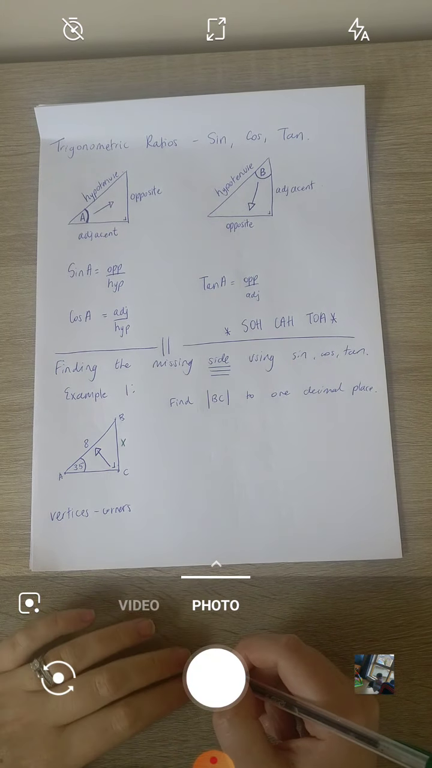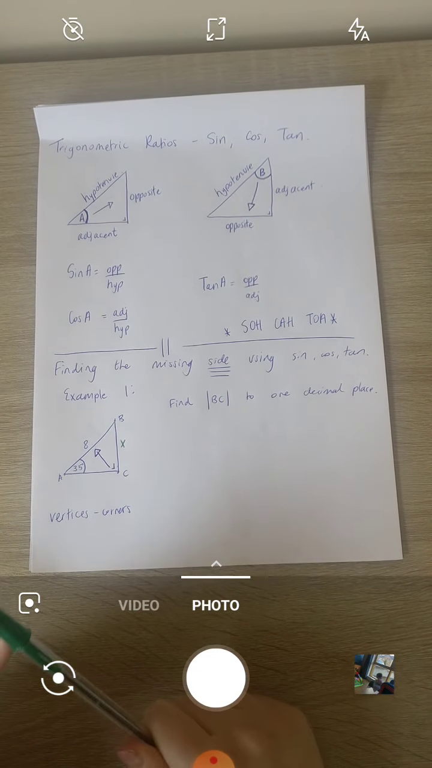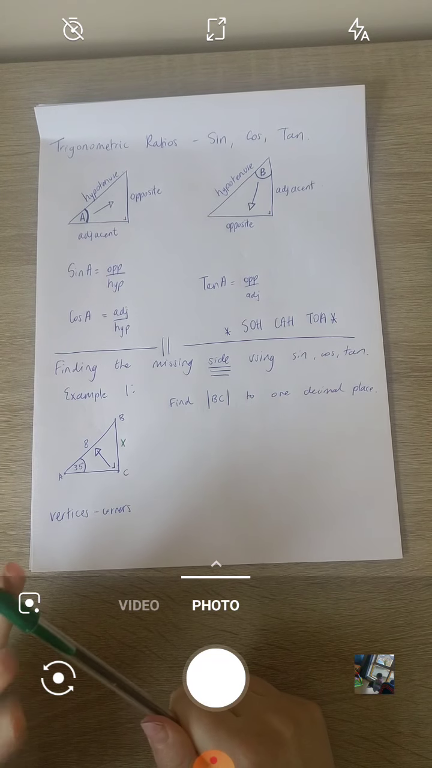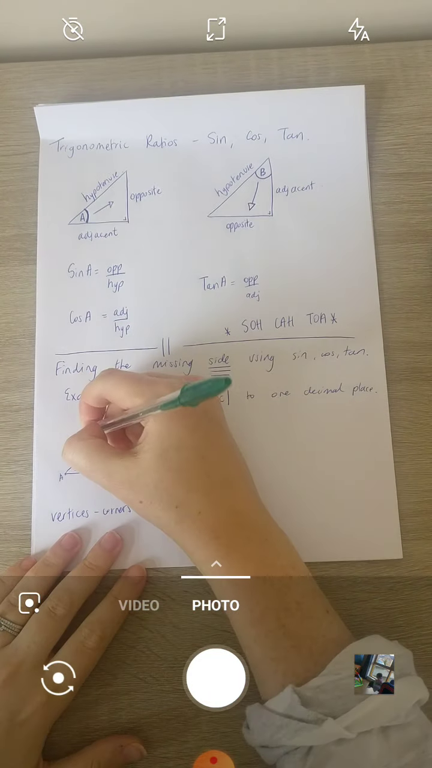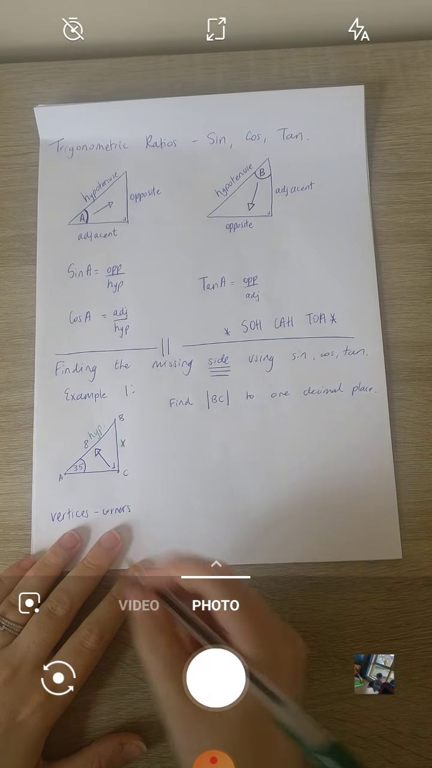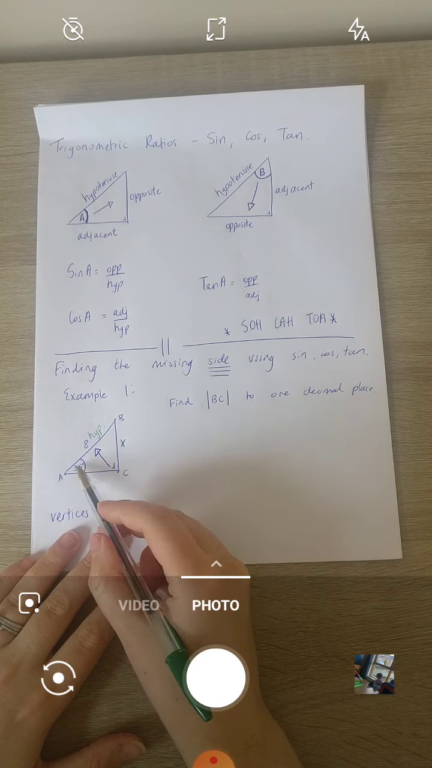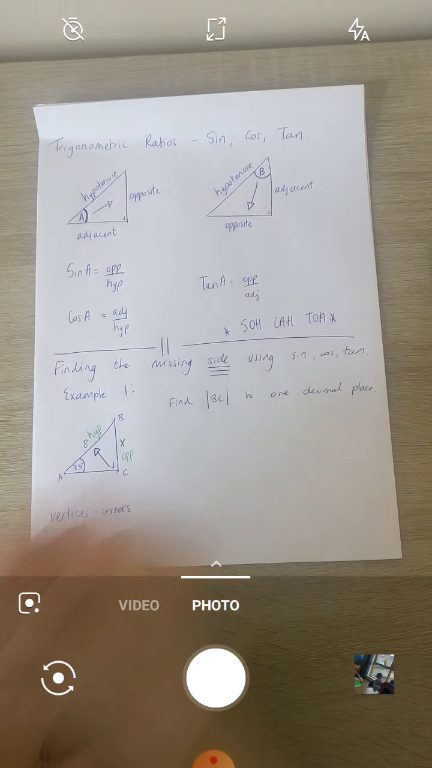Next thing, we're going to label what sides we have in the question. Do we have a hypotenuse value? Do we have opposite? Do we have adjacent? Or what side are we trying to find? So I have the hypotenuse here given in the question, and the side that I'm trying to find in relation to the angle is the opposite.